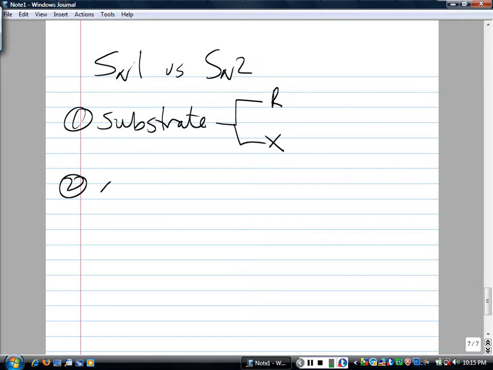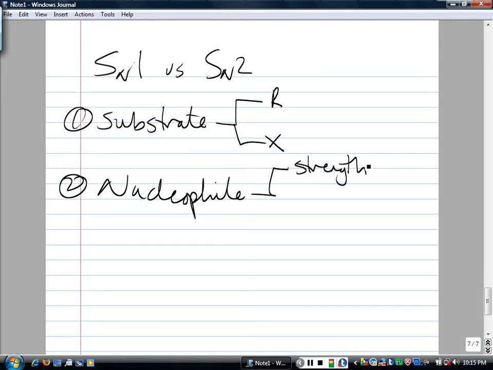The other factor was the nucleophile. We looked at the nucleophile in terms of its strength, and we said great nucleophile tends to give SN2. Good nucleophile tends to give SN1. There's another factor we have to look at with a nucleophile, and that is its concentration.